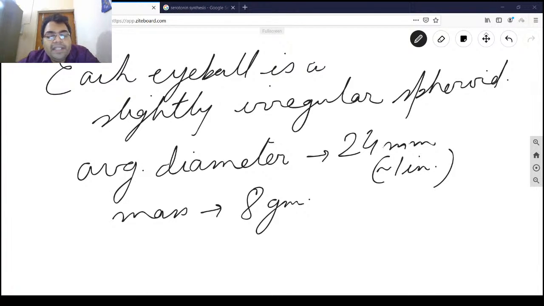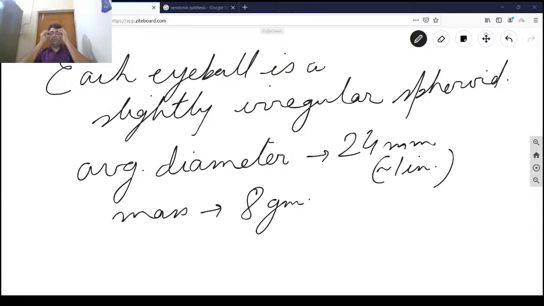Now, within the orbit, the eyeball shares space with the extrinsic eye muscles outside the orbit. This is the orbit, this is the eyeball which is embedded in the orbit. The lacrimal gland and the cranial nerves, the nerves emanating directly from the brain, and the blood vessels, which supply the eye and adjacent portions of the orbit and face.